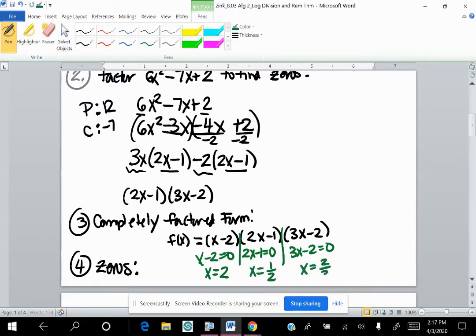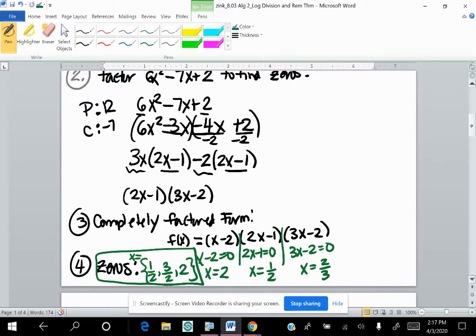So we get 3 different zeros. So x could be 1/2, it could be 3/2, or it could be 2. So there are 3 different zeros. So those are your x values, are your zeros. It's where y is equal to 0, and x is those values.